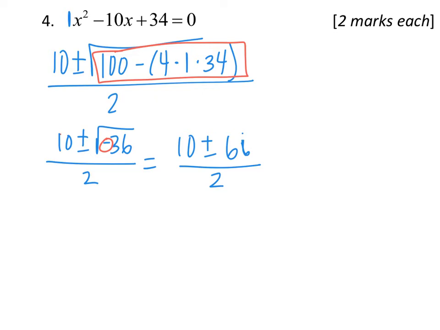Because both the 10 and the 6 are even, I can divide them by 2, and then my final answer would be 5 plus or minus 3i. There's no decimal answer. This is the only correct answer for this one.